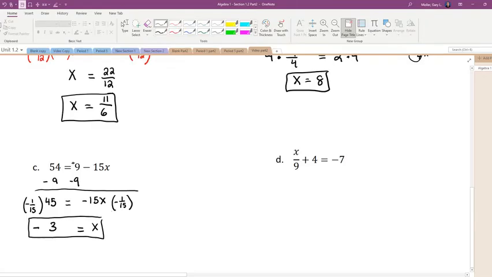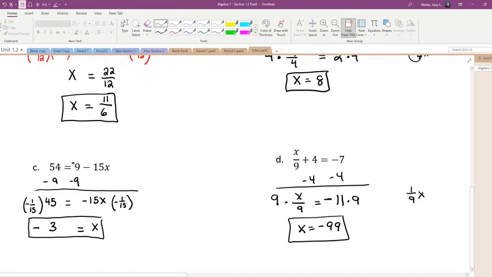All right, and I think our last example, sticking with our theme, deal with the add and subtract first. Opposite operation, I get x over 9 equals 2 negatives combined together, make it more negative. 7 plus 4 is 11. Now, again, I want you to visualize this says 1/9 x. So we're simply going to multiply by 9 on both sides. The 9s cancel. I get x equals negative 99. Check our work at any time. Plug that in. You get negative 11 plus 4 is negative 7. That is the correct answer.